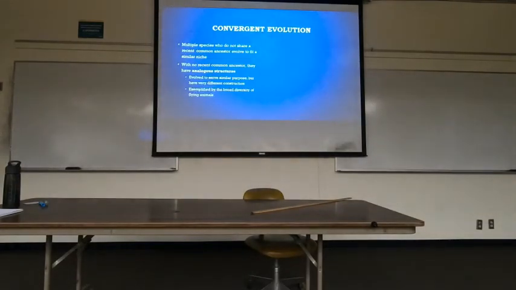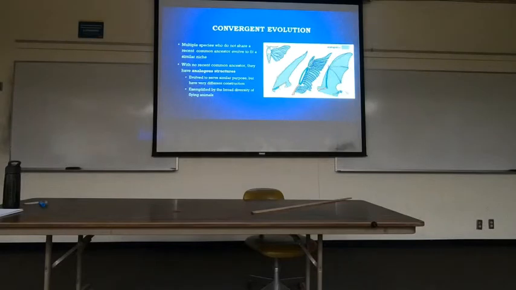Analogous structures are the opposite. It's where some structure serves the same purpose, but has a different evolutionary history. So in this case, with the moth, the pterodactyl, the bird, and the bat, they all have wings, but none of them share a common ancestor that has wings. Their wings all developed independently in their evolutionary history, so they have very different basic construction.